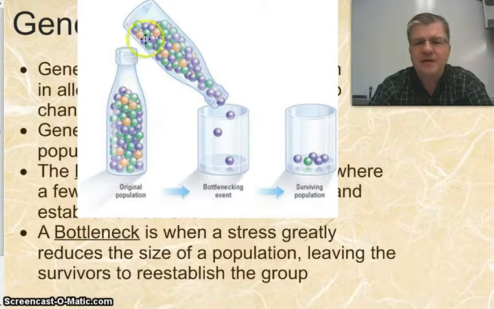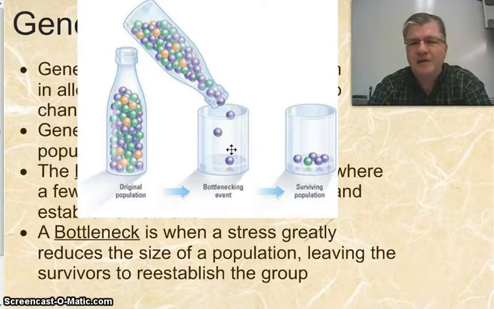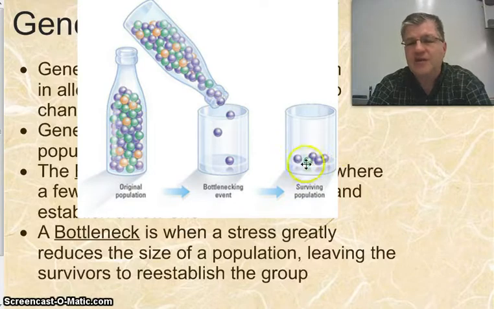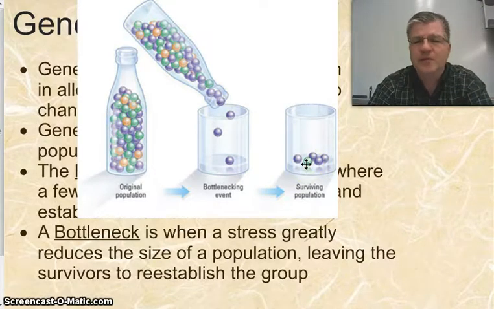As this bottle gets turned upside down, because the neck is small, only a few get out, and then the rest of the bottle is disposed of, and we keep just the ones that come out of this bottlenecking event. In the new population, there are different frequencies. In this case, we eliminated one allele. The green one became exceedingly rare, and almost the entire population is that purple type of allele.